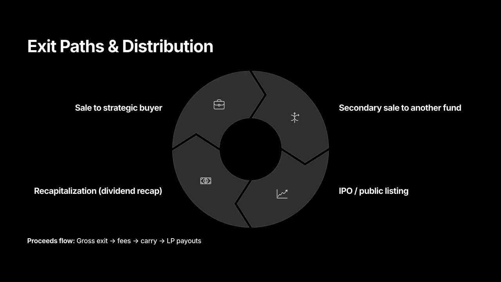Exit paths and distribution. Typical exit paths include sales to strategic buyers, sales to other PE funds, IPOs, and dividend recapitalizations. When the fund exits, cash flows to the fund first. After fees and carry allocations, distributions flow to LPs. These distributions often form the basis for DPI, distributed to paid-in capital, a key performance metric.